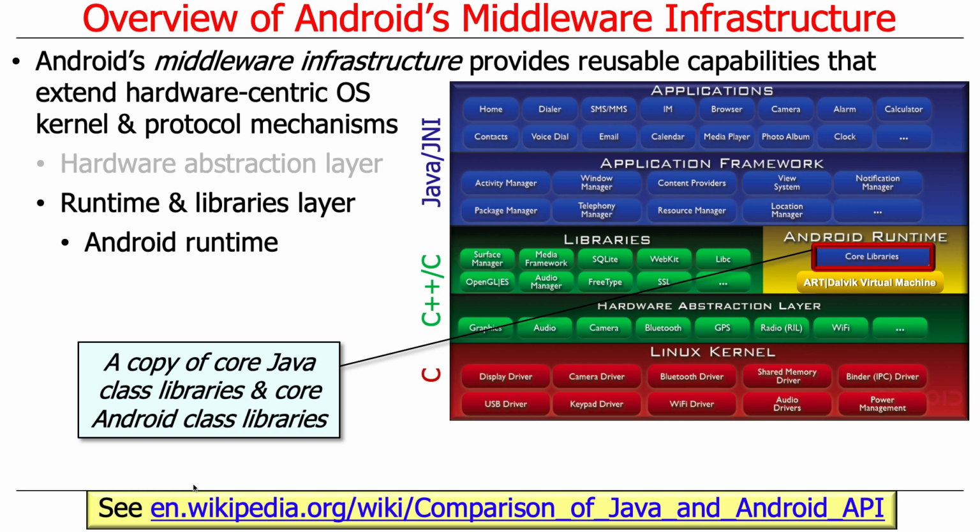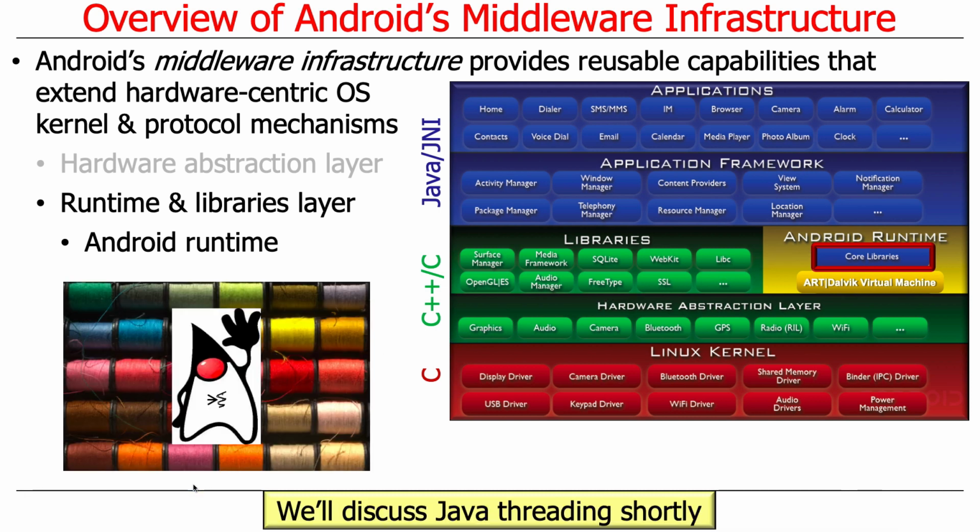There's also, I think I mentioned this before, a copy of the core libraries that come with Java, right, the standard Sun/Oracle Java, as well as a bunch of core Android class libraries that do other kinds of things. And we'll talk some more about that later. One of the key things that we care about in this layer, of course, is threading. So we'll talk more about this, but that's obviously a big part of this class.